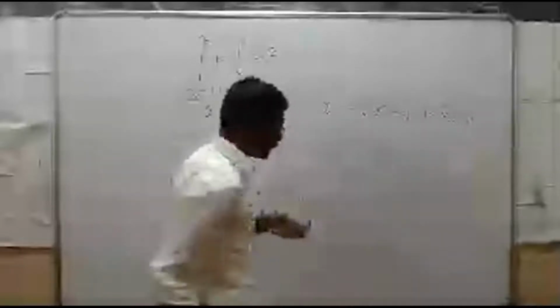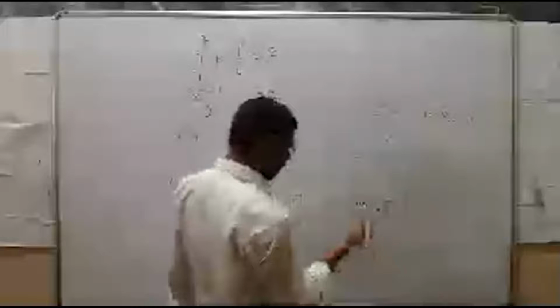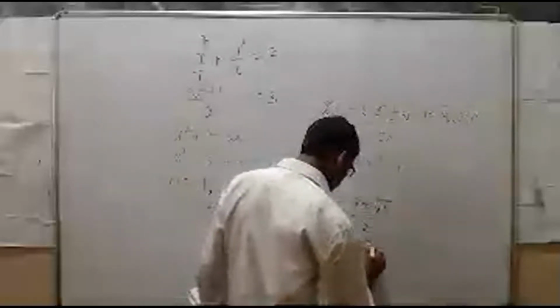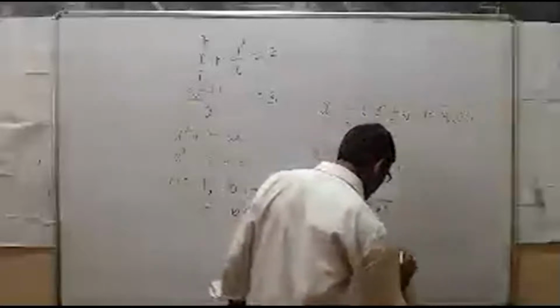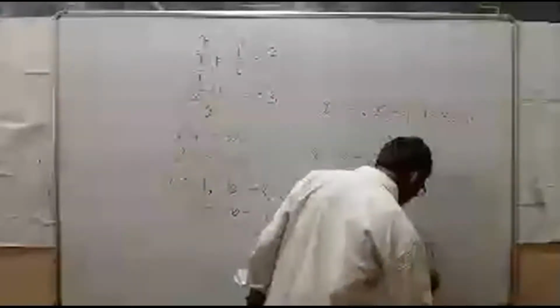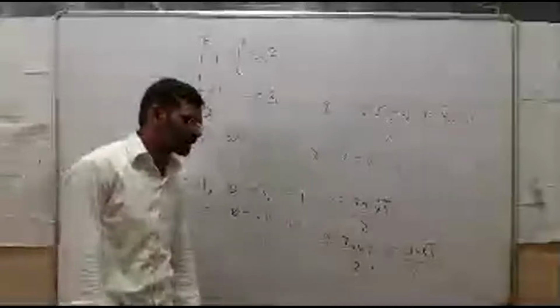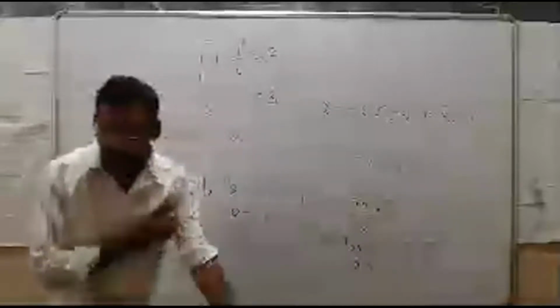Therefore x is equal to 3 plus or minus, 9 minus 4 is 5, divided by 2. One time plus root 5, another is minus root 5. X is equal to 3 plus root 5 divided by 2. X is equal to 3 minus root 5 divided by 2. Therefore the roots are x is equal to 3 plus root 5 divided by 2 and x is equal to 3 minus root 5 divided by 2.